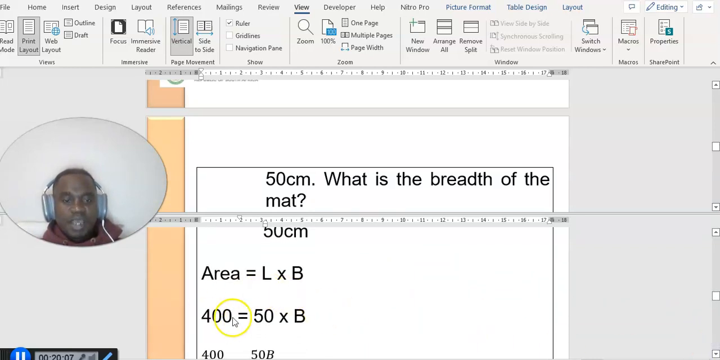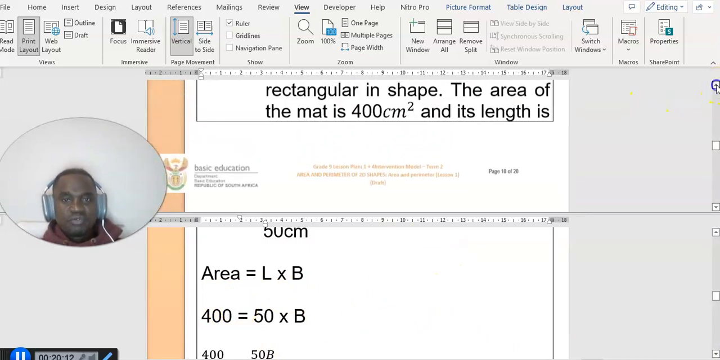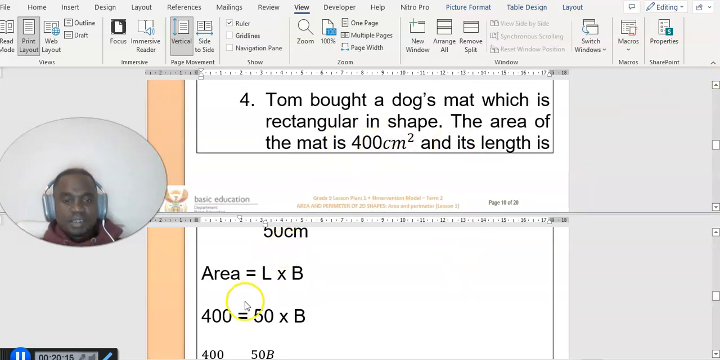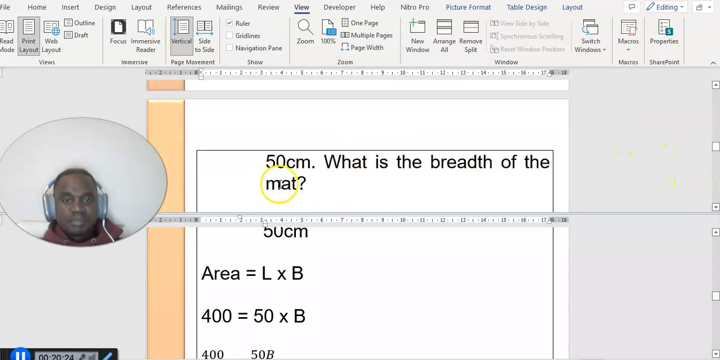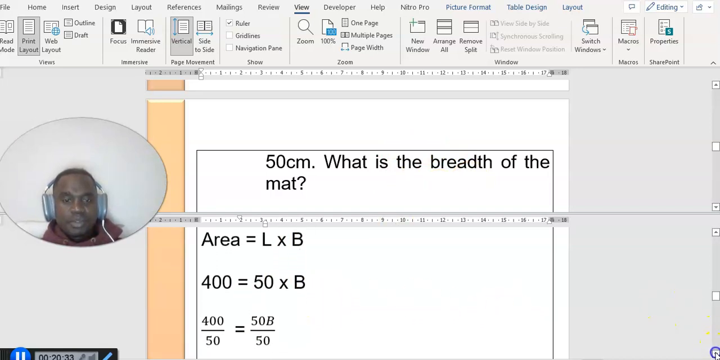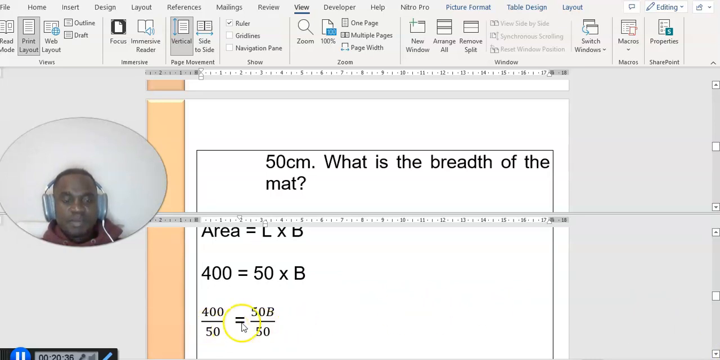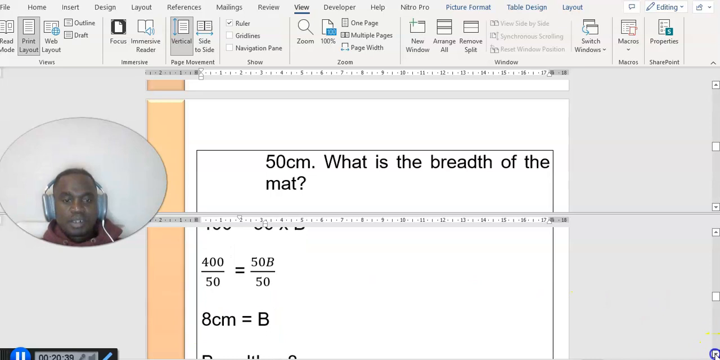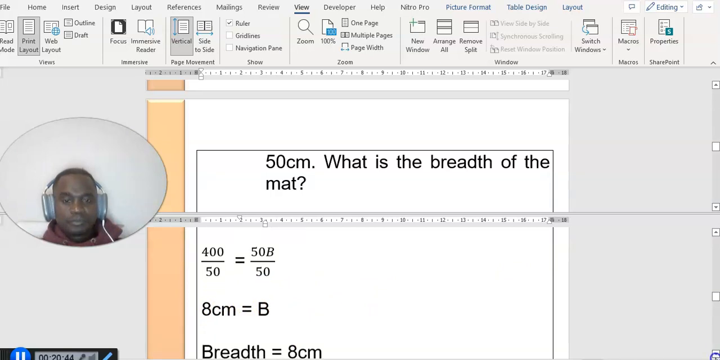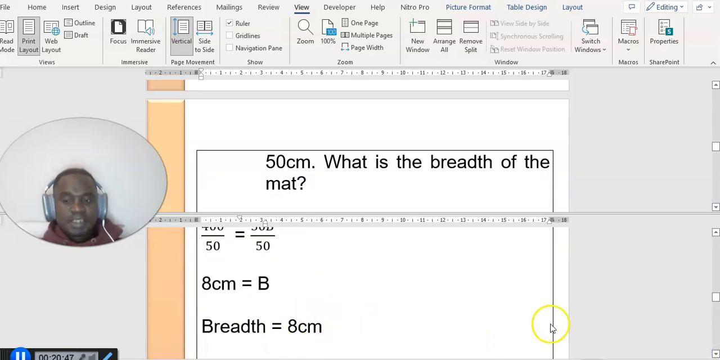So we've been given the area to be 400. It was given in the question that area is 400 centimeters square. Then they also gave the length to be 50, also given in the question as 50 centimeters. The only thing they did not give is the breadth. They want you to find the breadth. How do you find it? You divide both sides by 50, here by 50, here by 50, and you're going to get what? 8 centimeters. Good. So the breadth is 8 centimeters.